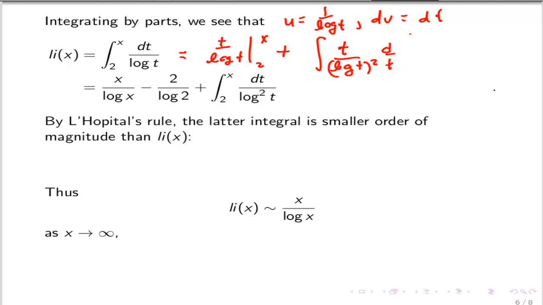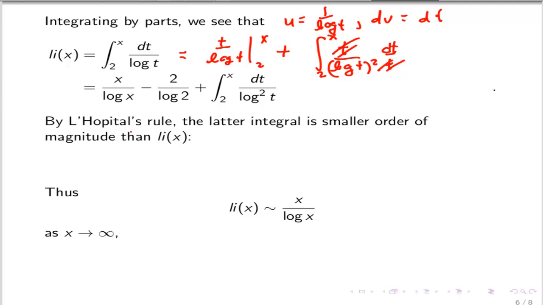Okay, dt is right here. So the t's cancel out, and that's still from 2 to x. And so we get x over log x, that's the main term, minus this trivial amount here, plus the definite integral from 2 to x of dt over log squared of t.